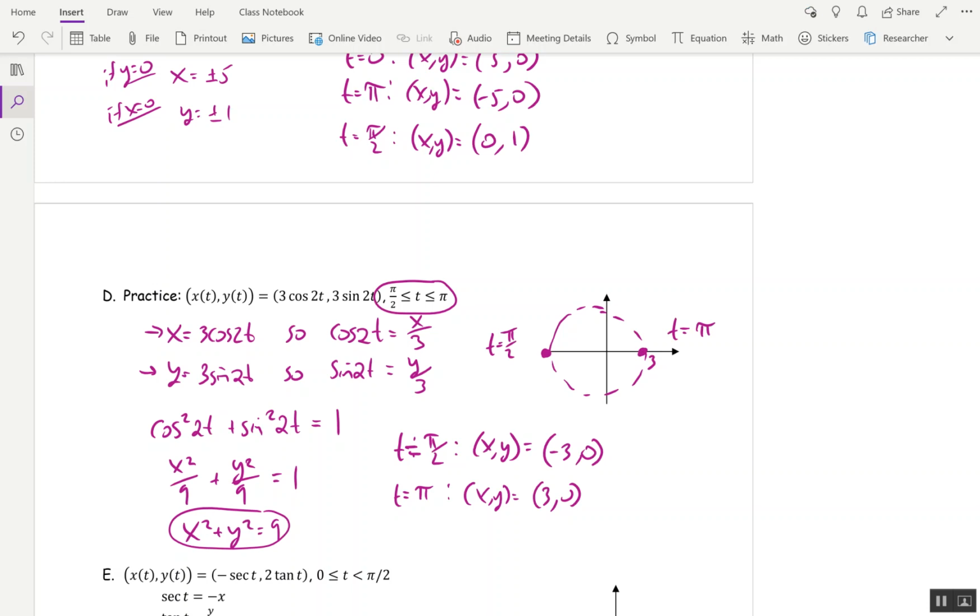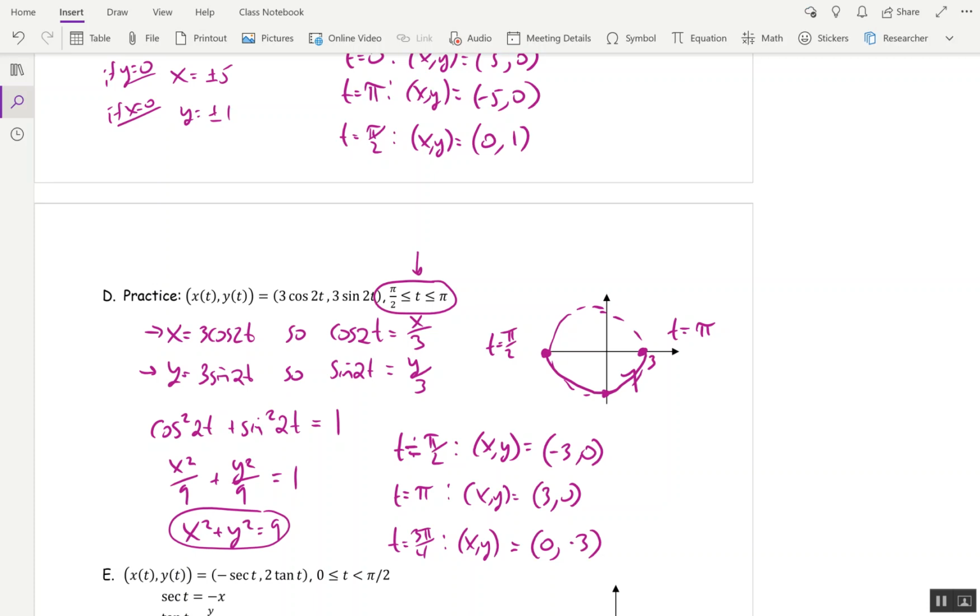And to figure out whether we're going across the top or the bottom, we would pick a number between pi over 2 and pi. Maybe 3 pi over 4. And we get (x, y) equals, all right, so 3 pi over 4, if I multiply by 2, I get 3 pi over 2. Cosine of 3 pi over 2 is 0. Sine of 3 pi over 2 is negative 1, so this will give us negative 3. So we're going this way. So we get the bottom of that circle.